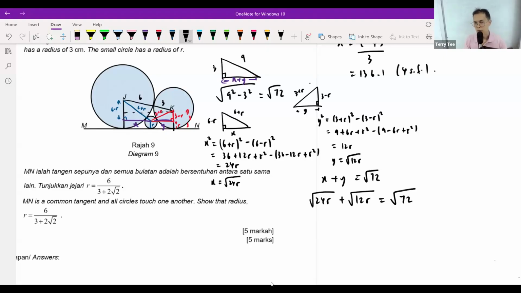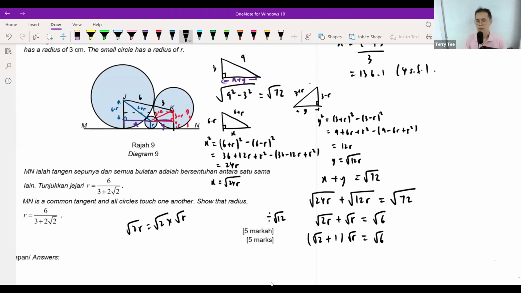Okay, for me, I will divide everybody by square root 12. You see, 24 divided by 12 is going to give us 2. The square root remains there. 12 divided by 12 is going to give us 1. 72 divided by 12 is going to give us 6. And then I want to take out your r, so square root r. So remember, square root 2r is square root 2 times square root r. You just split them, right? So this square root r, when you take it out, is going to give us 1 here.